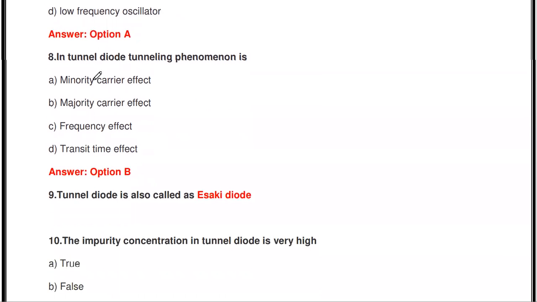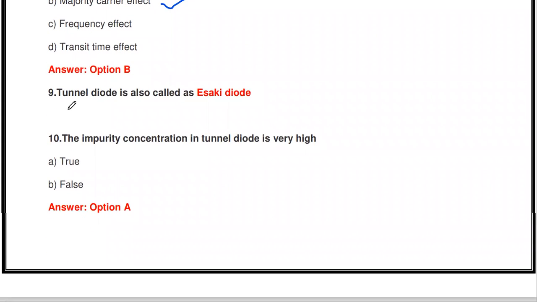Then the next one: in tunnel diode, the tunneling phenomenon is minority carrier effect, majority carrier effect, frequency effect, transit time effect. The tunnel diode works on the principle of the tunneling phenomenon, which is because of the majority carrier effect. Then the next one: the tunnel diode is also called as dash. The other name of the tunnel diode is the Esaki diode.